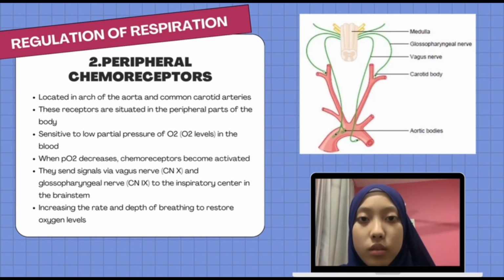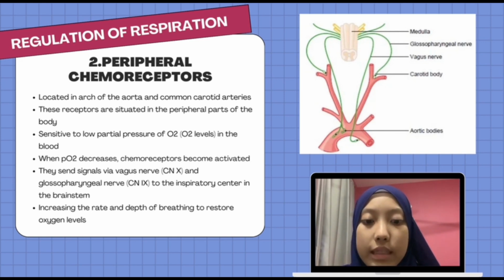The peripheral chemoreceptors are located in carotid bodies, found at the branching of the common carotid arteries on either side of the neck, and aortic bodies that are found in the arch of the aorta near the heart. These receptors are situated in the peripheral parts of the body, which is why they are called peripheral chemoreceptors. Peripheral chemoreceptors are primarily sensitive to low oxygen levels in the blood, specifically a reduction in the partial pressure of oxygen. While their primary function is to detect oxygen levels, they can also respond to a lesser extent to changes in carbon dioxide and pH.